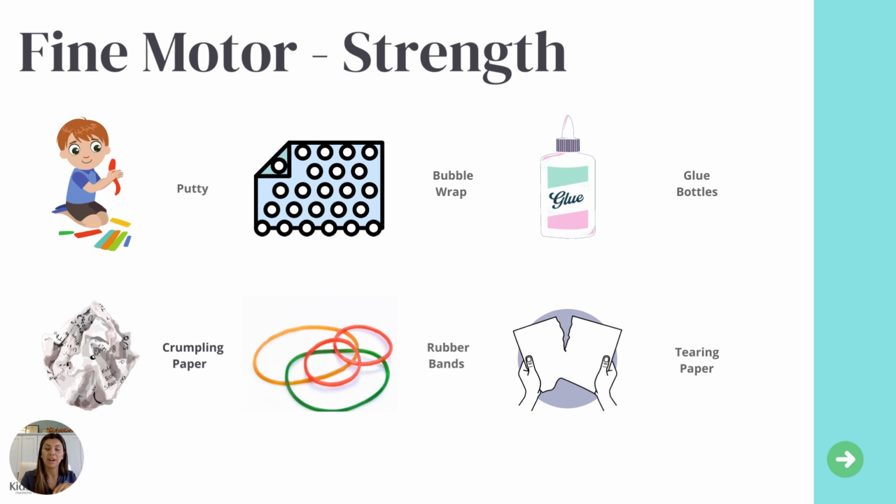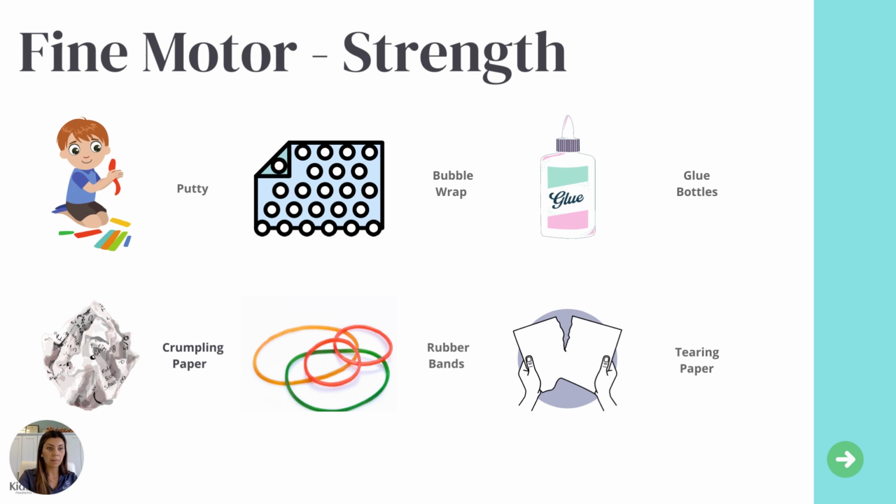Also working on the pincer grasp. Bubble wrap, so popping bubble wrap. I think everyone loves popping bubble wrap. I never throw away bubble wrap. It's a great activity for developing finger strength in kids, and they quite like it. Using glue bottles instead of glue sticks, so that we're required to squeeze and get resistance during an art activity, or tearing paper. Again, also really good for bilateral coordination, using the two hands separately.